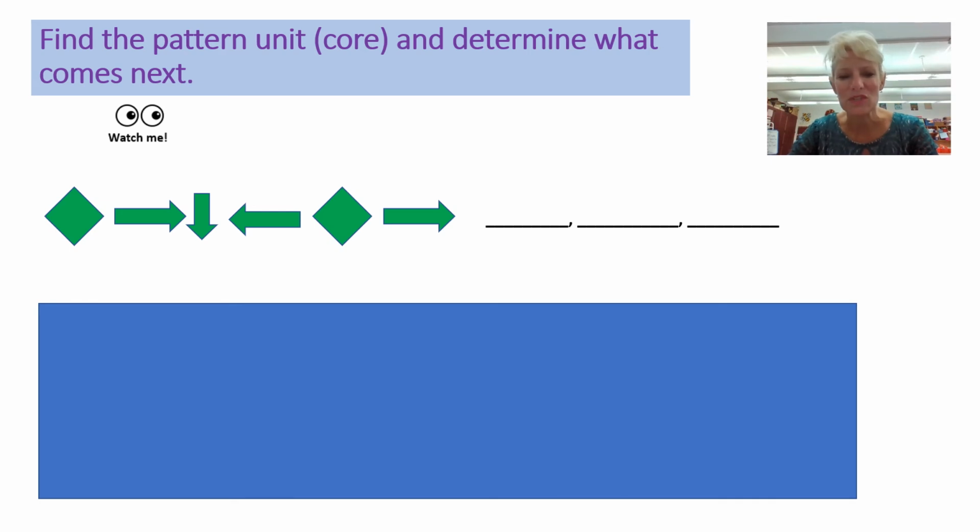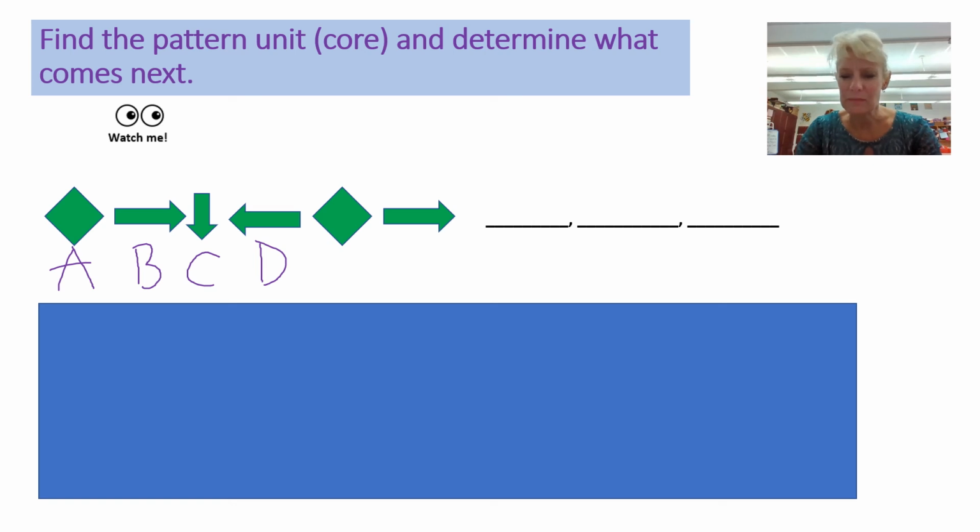Okay, the next one is we're going to find a pattern unit, or sometimes we call it a pattern core, and we're going to determine what comes next based off that pattern. I have lots of tricky ways to do this, but I'm going to show you one of them. All right, notice that I have a diamond here, and I'm going to label this diamond an A because it's the first time I've seen this one. I have an arrow going to the right. It's the first time I've seen it, so I'm going to label it a B. I have an arrow going down, so I'm going to label it a C. And now I have an arrow, but it's going the other way, so I'm going to label it a D.